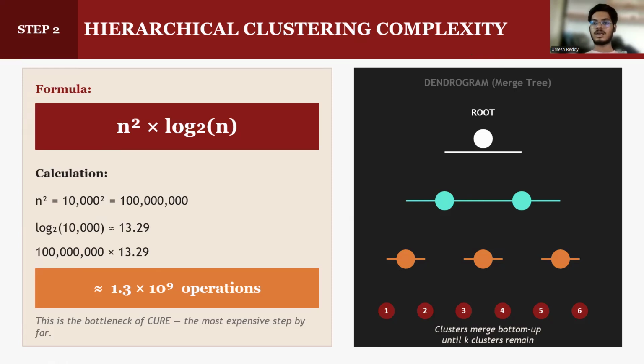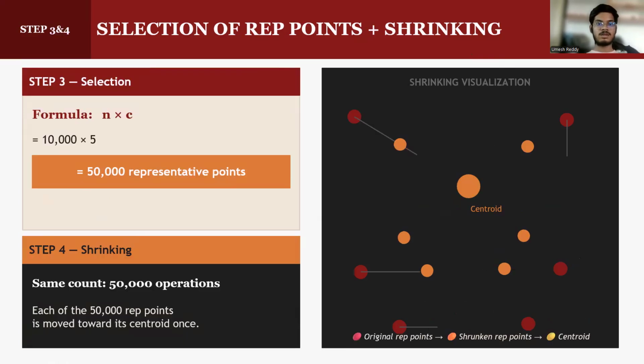Coming to the dendrogram, it is a tree-based structure. First, we need to calculate the root value and come down the chains to the leaf nodes. After that, we merge the clusters bottom up until k clusters remain. Coming to the selection process, the formula is n into c, which represents 50,000 representative points. Step 4 is shrinking. It is the same 50,000 operations that I calculated at step 3, as each of the 50,000 representative points is moved towards the centroid.